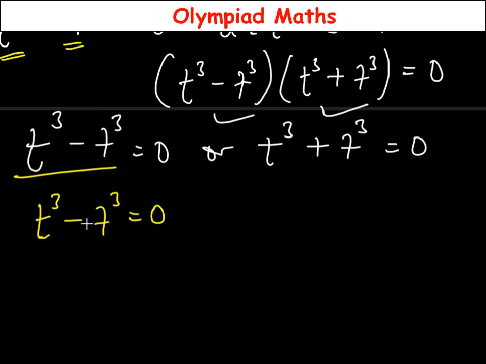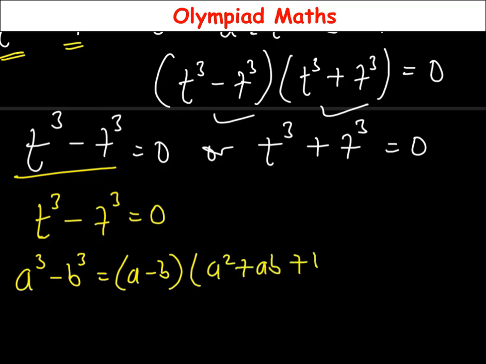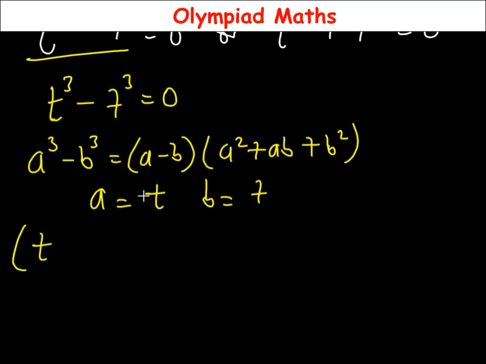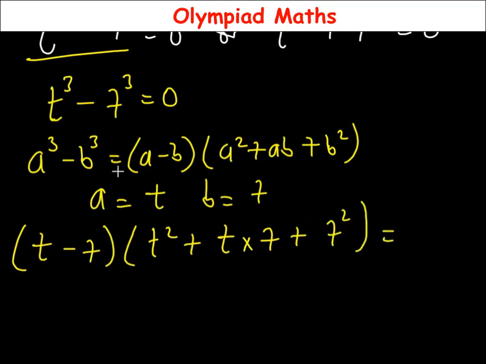Now from here, we have difference of 2 cubed. If you have a raised to power 3 minus b raised to power 3, this equals, in brackets, a minus b multiplied by a squared plus ab plus b squared. Now in this case, the value of a is equal to t and the value of b is equal to 7. So in putting the value of a as t and b as 7 into this expanded format, we have it as, in brackets, a is t, then minus b is 7, then multiplied by a squared, which is t squared, then plus a is t times b is 7, then plus b squared, which is 7 squared, is all equal to 0.